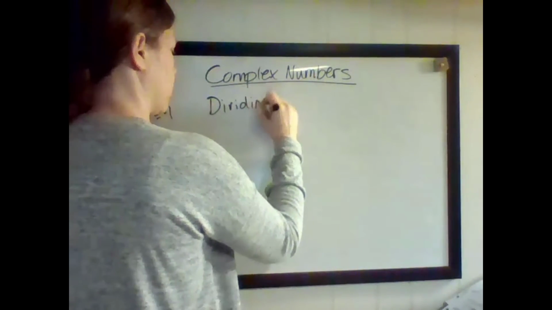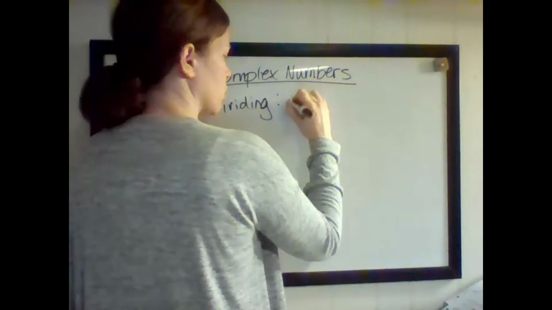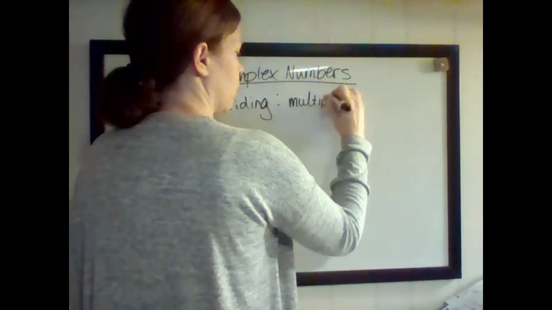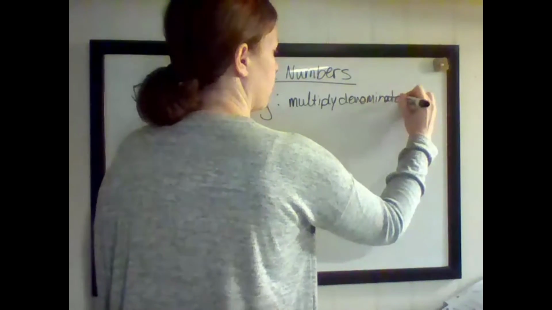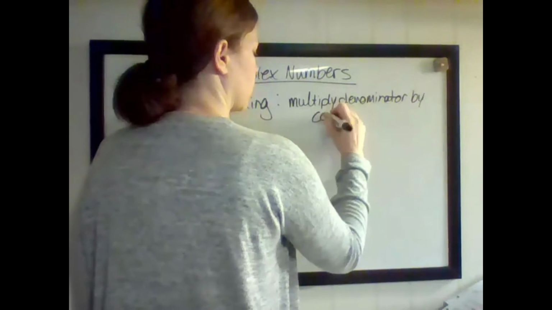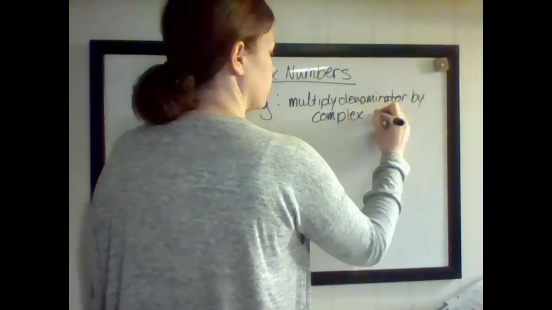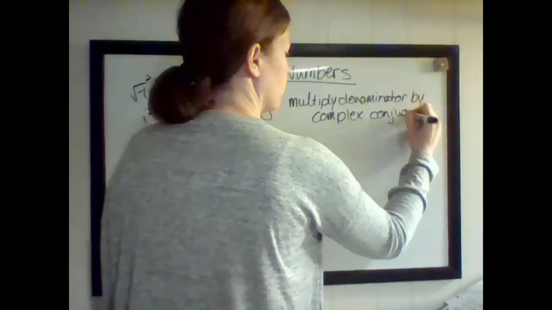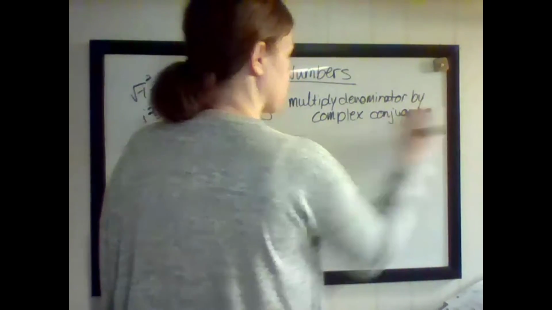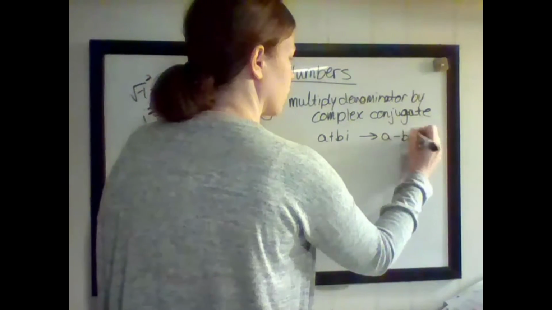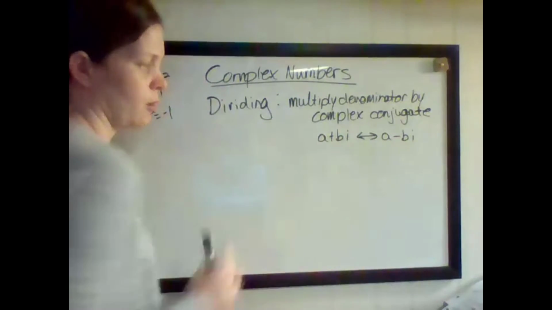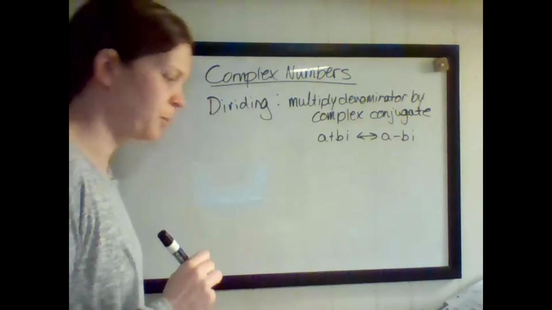Okay. With dividing, we're going to make a little definition here. With dividing, we're going to multiply the denominator by the complex conjugate. What the complex conjugate is: if you have a plus bi, it would be a minus bi, and vice versa. If you have a minus bi, you would multiply by a plus bi.